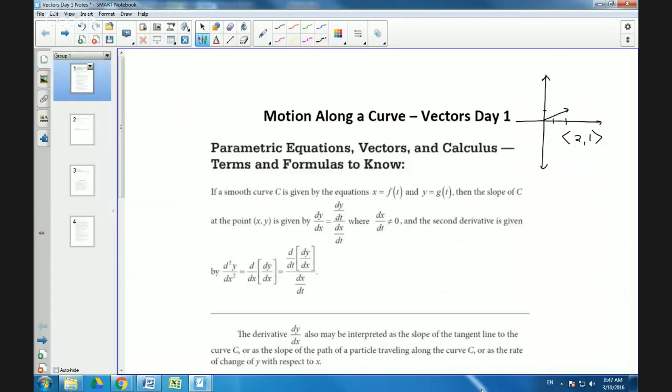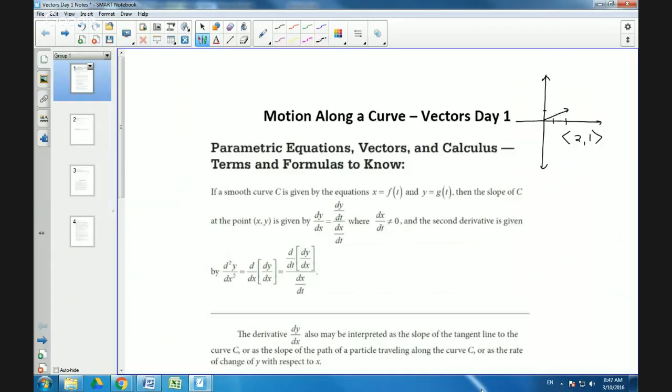We can figure that direction out by calculating the angle with right triangle trig, and that will give us the direction. And we can figure out the magnitude by calculating the length of the vector with the Pythagorean theorem.